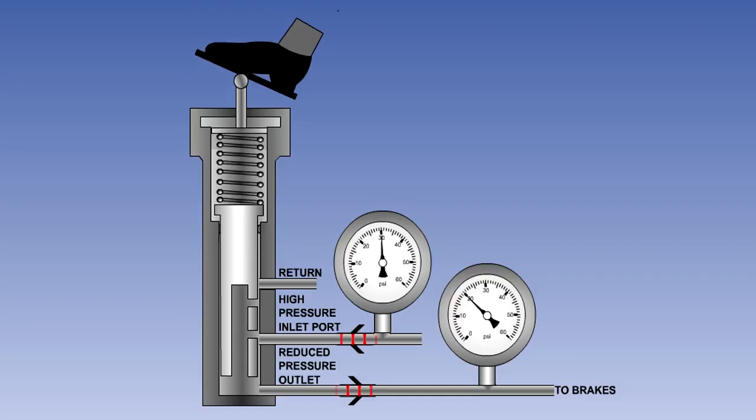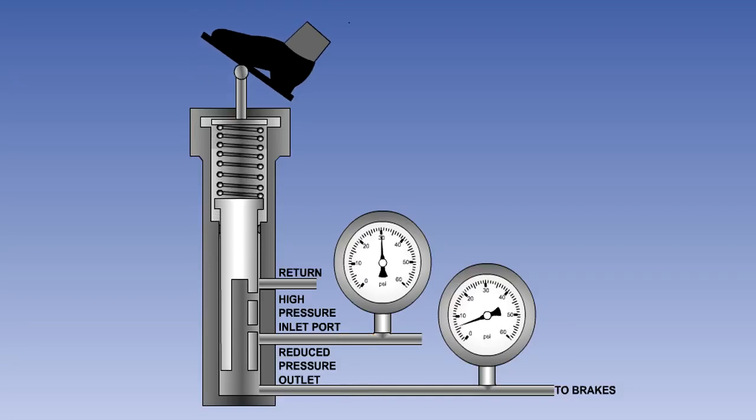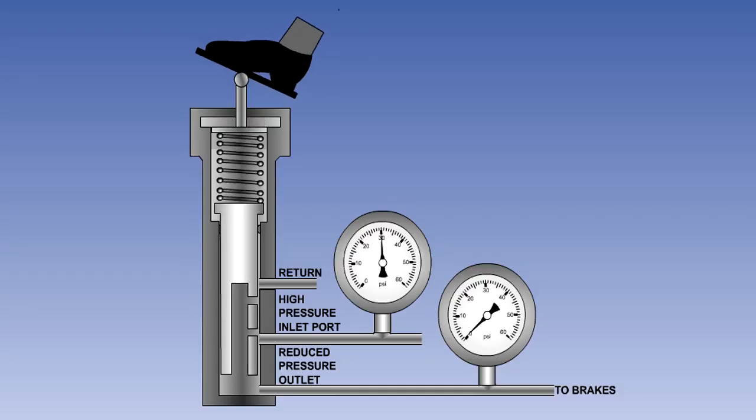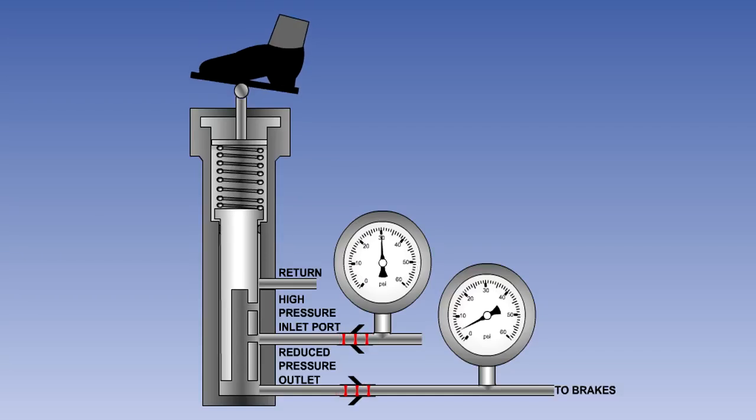When the pilot is not pushing on the brake pedal, system pressure on the bottom of the valve will push it up against the spring, closing off the fluid supply to the brakes. When the pilot applies the brakes, he pushes down on the spring, increasing its force, pushing down the piston and allowing fluid to flow to the brakes. The pressure in the brake line will be proportional to the force applied by the pilot.